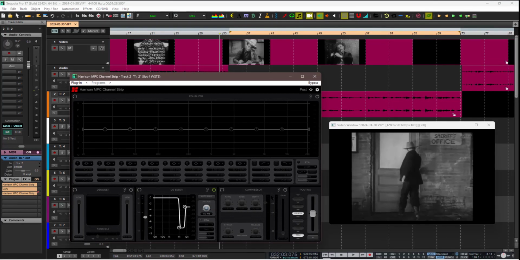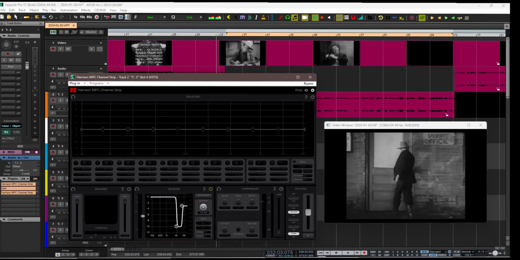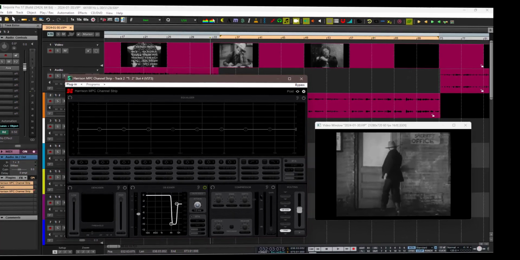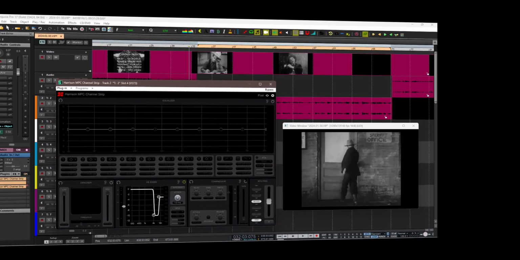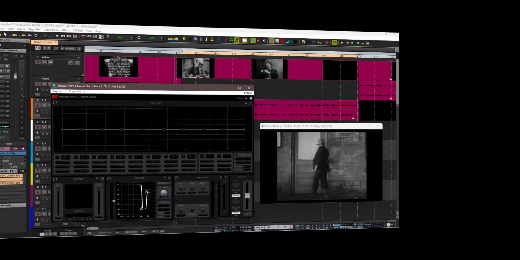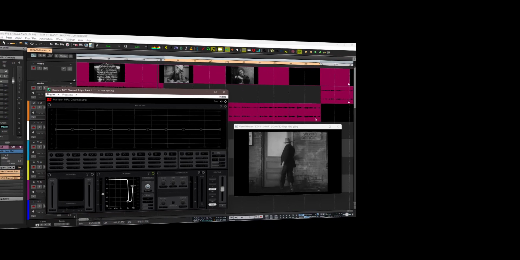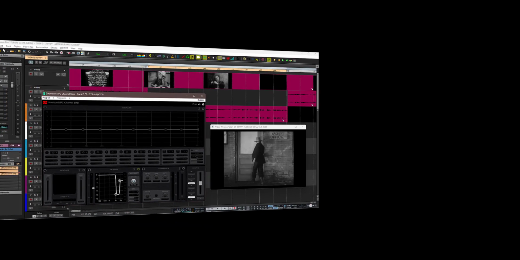Harrison's renowned deesser algorithm is primarily used to attenuate harsh frequencies caused by sibilance in human speech. The two circular markers on the graph display, labeled S and H, are the controls for the S and high bands. S equals S, H equals high.